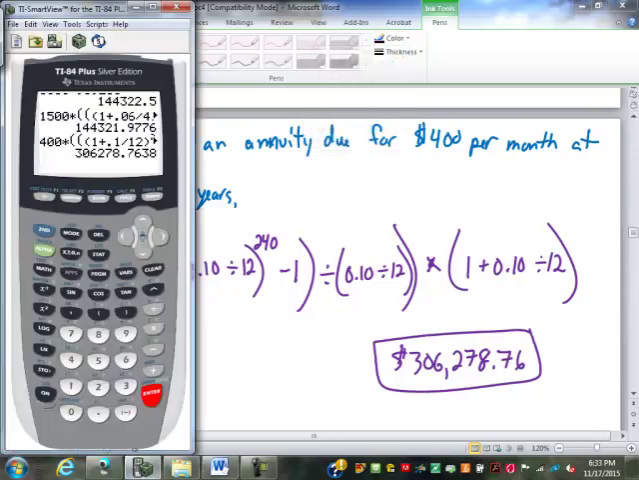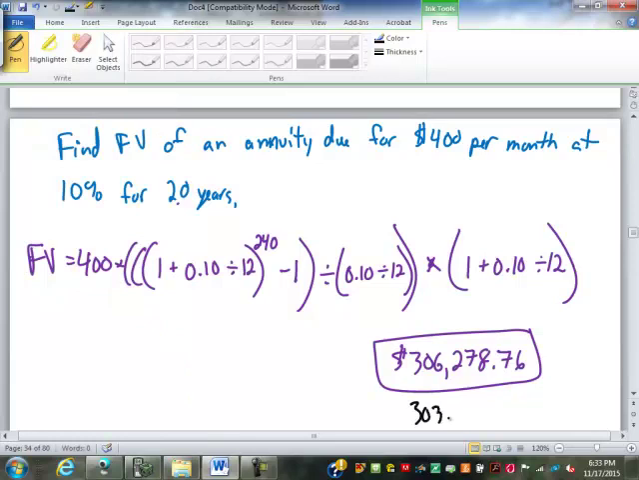Had this been an ordinary annuity, what would the balance have been? Well, I just divide by that adjustment factor again. $303,747.53. So it makes a difference of a little over $2,500 to have an annuity due versus an ordinary annuity, because you get 1 month's extra interest in this case, or 1 period's extra worth of interest.